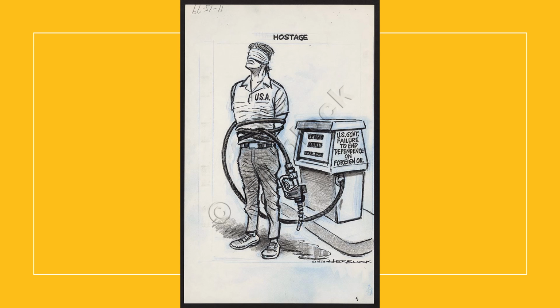So here's somebody who is trapped, right? The gas pump hose is not only around this person's body, but it's tied around this person's body in a way that the person cannot use their hands, so they're powerless to use their hands. They're blindfolded so they cannot see, and because their hands are tied behind their back, they can't remove the blindfold, which means they really are powerless. And look at the message on the side of the gas pump. It says, United States government, failure to end dependence on foreign oil.